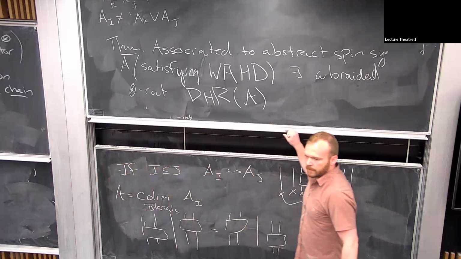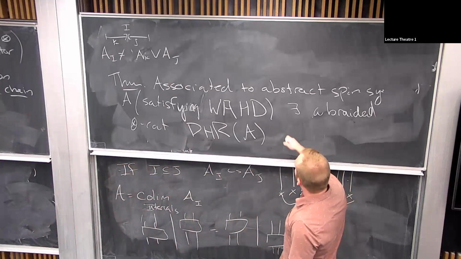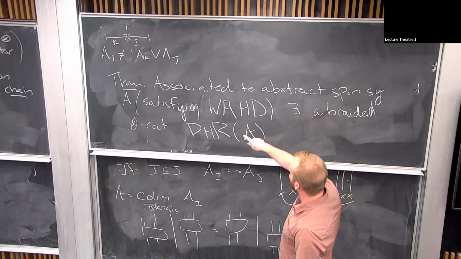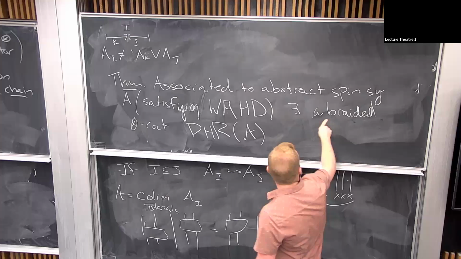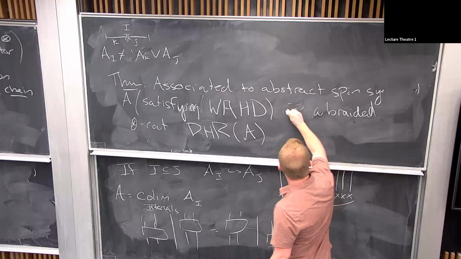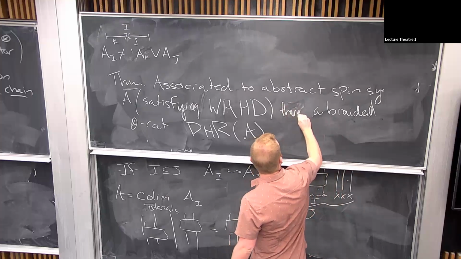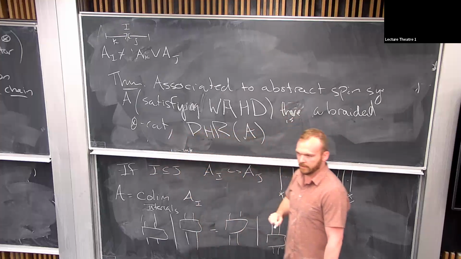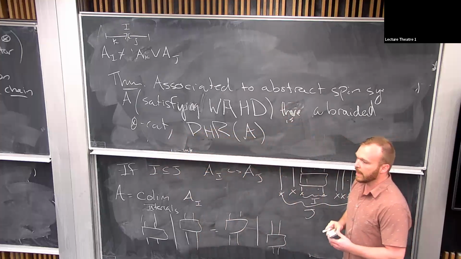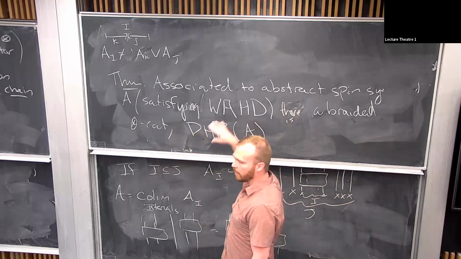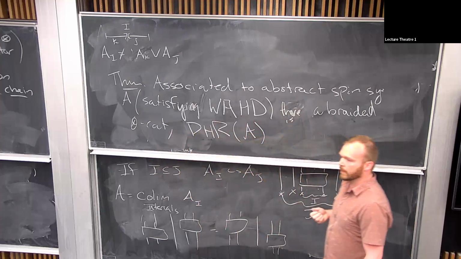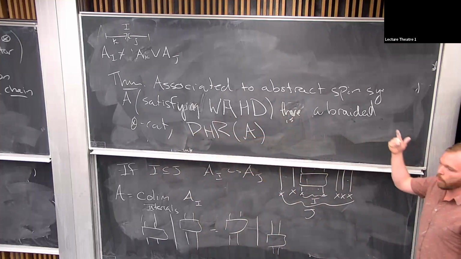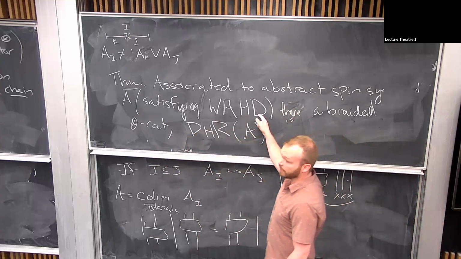Is the sentence complete there? Probably not. Associated to abstract spin system A, it has to satisfy a property. There exists a braided tensor category called DHR of A. I'm used to a Haag duality for Fermi algebras. Yeah, so this is an algebraic Haag duality. I'll write it down for you in a second. This is related to that, but it's way weaker. Much easier to satisfy this than actual Haag duality.